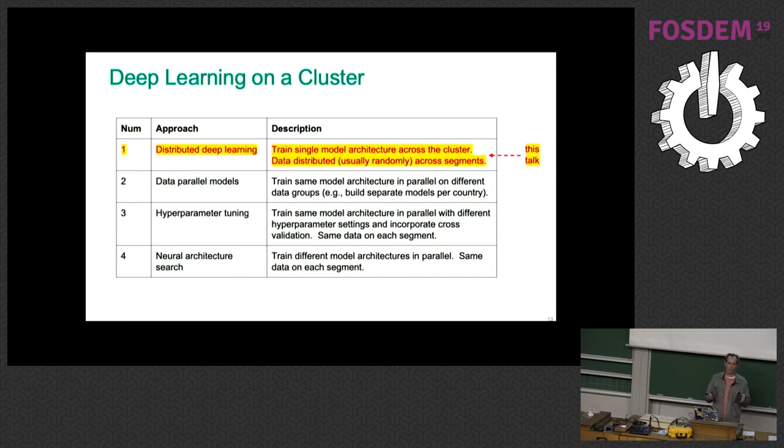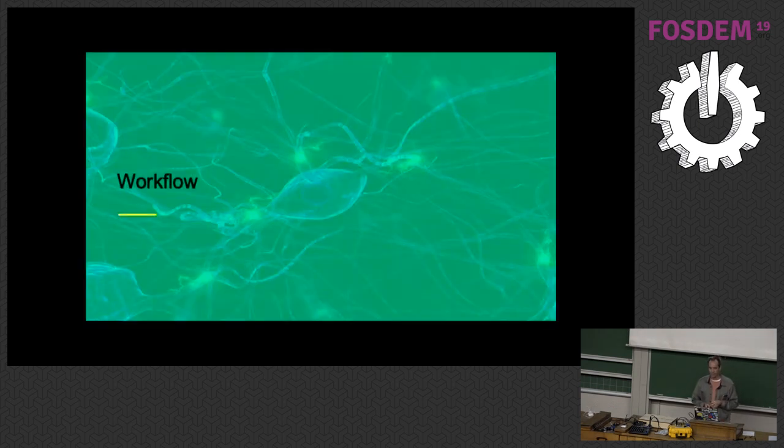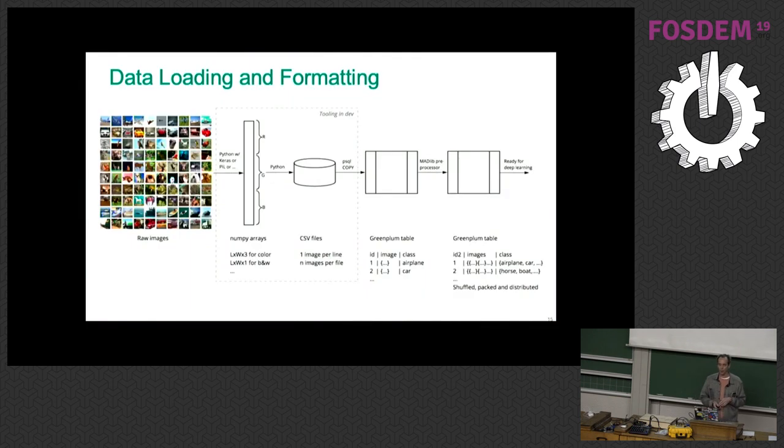So another option for using a cluster is to replicate your data on your different worker nodes. So same data on each worker node, same model architecture, but different parameters. And then run tens or hundreds of parameter versions and collect the results. So that's another aspect of this project that we're working on. But let's talk about the workflow right now.